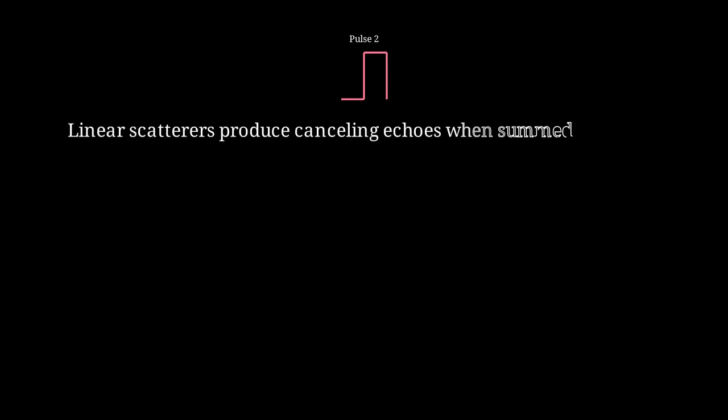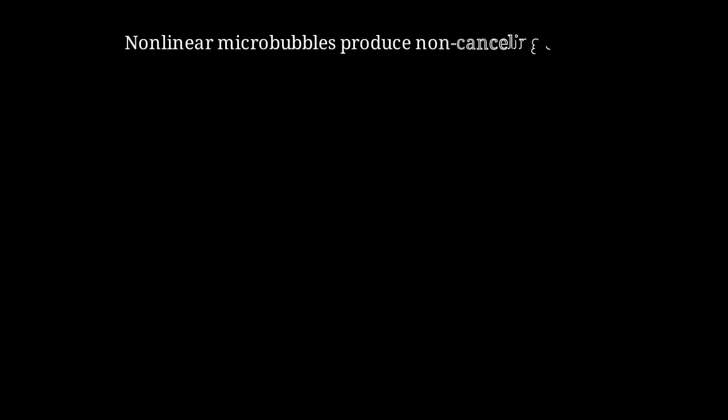Linear scatterers like tissue produce echoes that cancel when we sum the responses to both pulses. But nonlinear microbubbles produce asymmetric responses that don't cancel, remaining visible after summation. For linear tissue, echo 1 plus echo 2 equals 0, complete cancellation. For nonlinear microbubbles, echo 1 plus echo 2 does not equal 0, leaving strong signal.